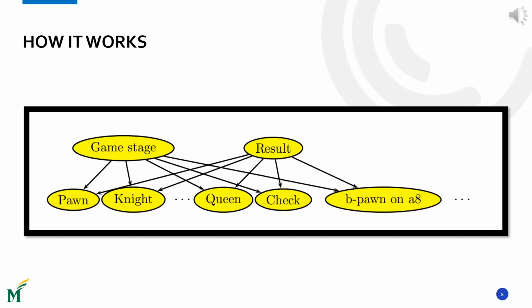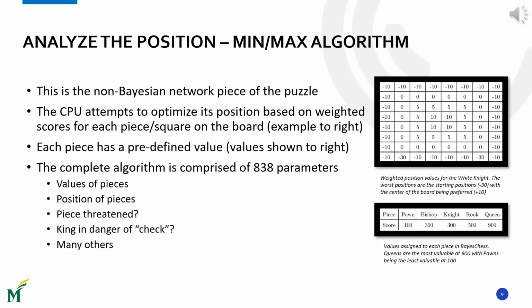Now that we've talked about some of the characteristics and constraints of the BayesChess system, let's talk about some of the lower level details about how this system works. The key first step for the CPU to make the optimal move is to analyze its position on the board. This is the non-Bayesian network piece of the puzzle, and this is something that all chess engines do regardless of how they decide to calculate the best possible move.